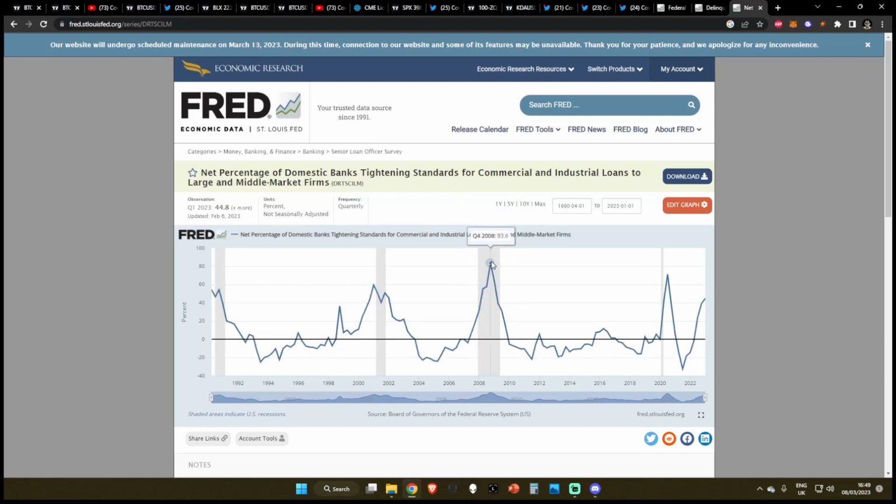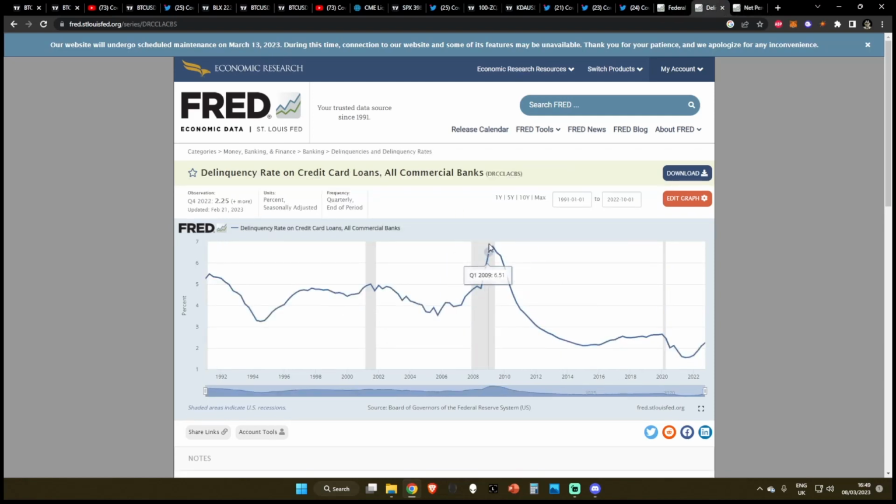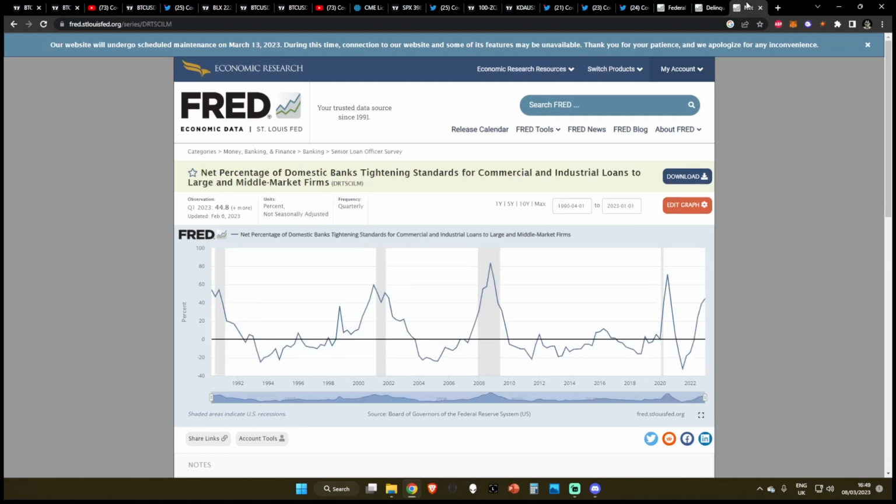So for example, in 2008 we saw the delinquency rate skyrocket, and this was because a lot of people were becoming insolvent. They could no longer pay back their credit card debt, and because of this, banks were increasing their tightening standards, meaning that banks were far less likely to lend as the tightening standards were going up. We're seeing once again right now in 2023, the tightening standards are going up, just like they were in the 2000 financial crisis, just like they were in the 2008 financial crisis, and just like they're doing at this moment in time.